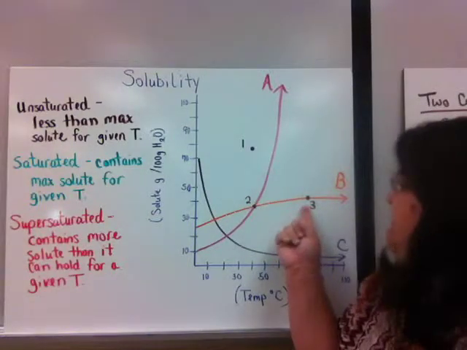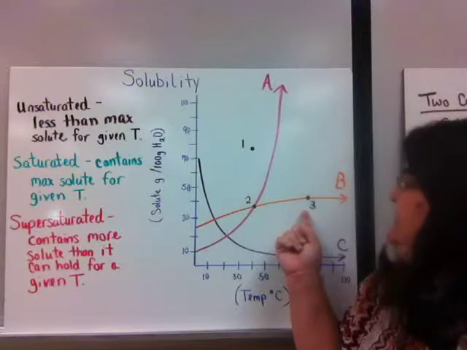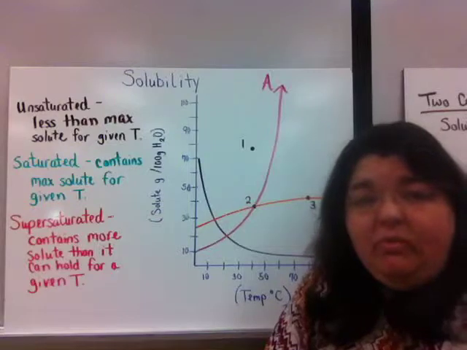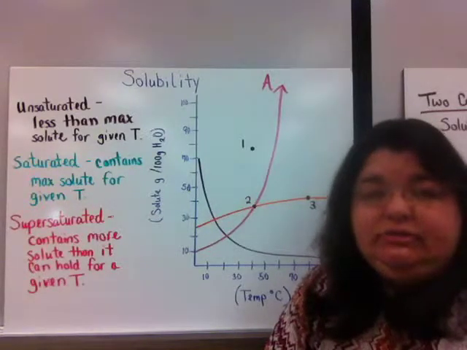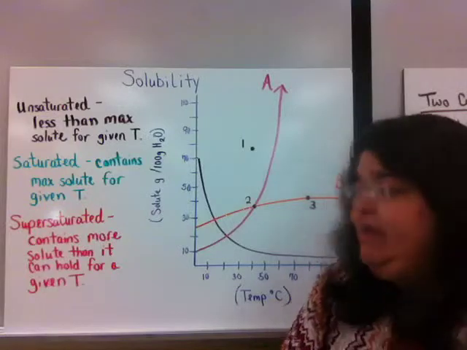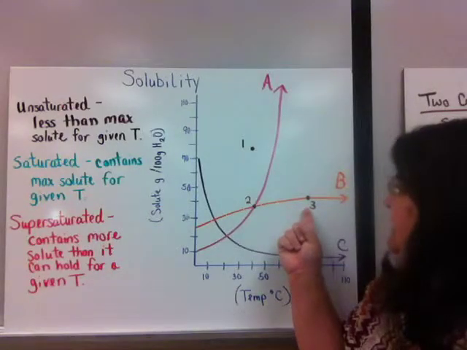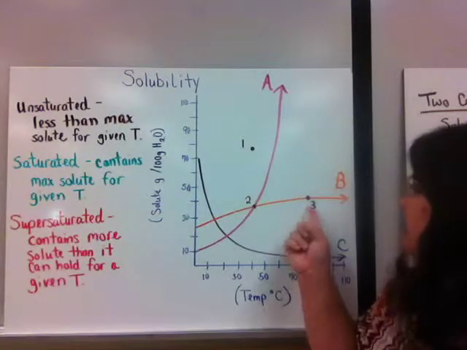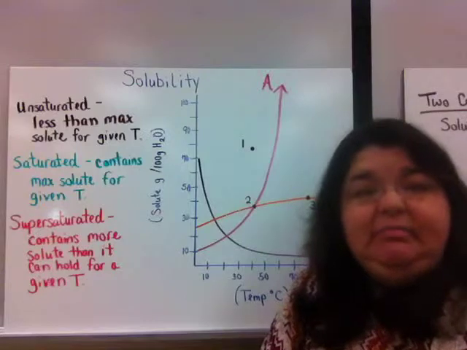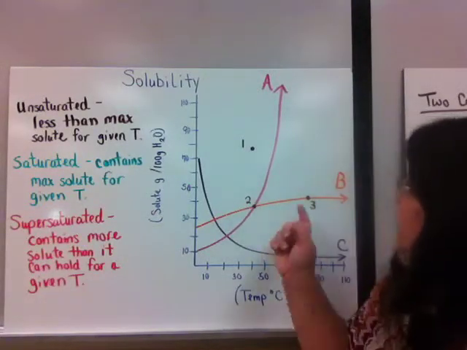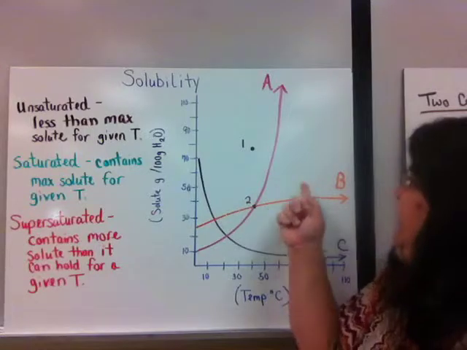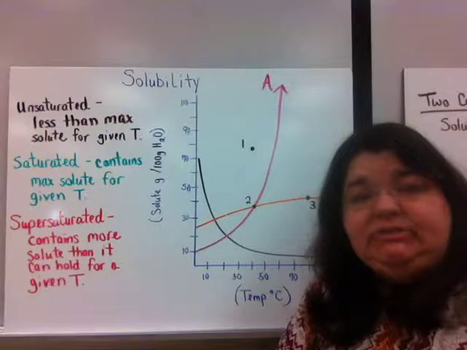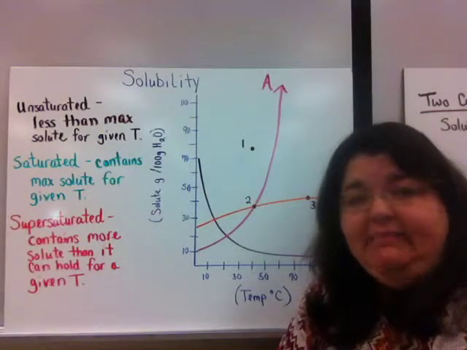So if I look at this dot right here, number 3, that's on solute B's line. To compare that point to B, the correct description would be saturated because it's on the line of saturation. But the correct way to describe that same point for solute C would be supersaturated because it is above line C. And then for line A, that point is below, so point number 3 would be unsaturated when compared to solute A.